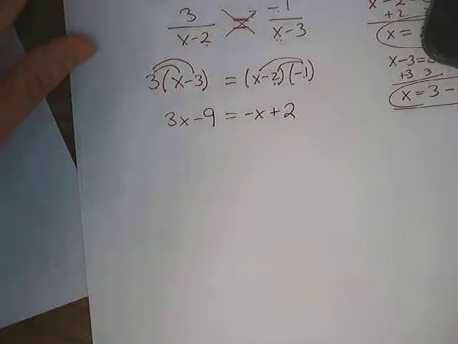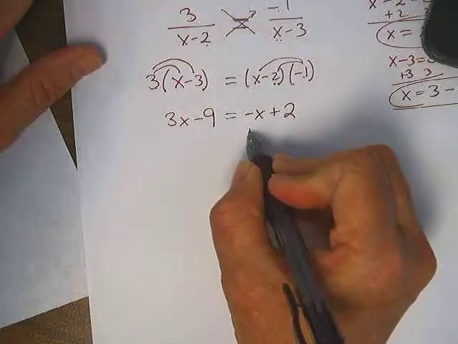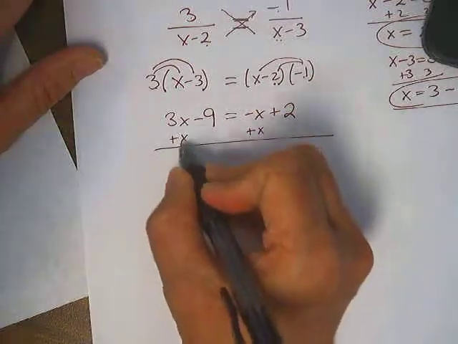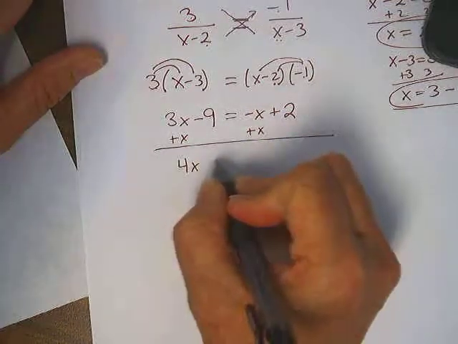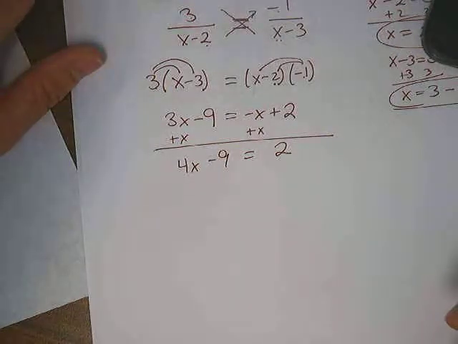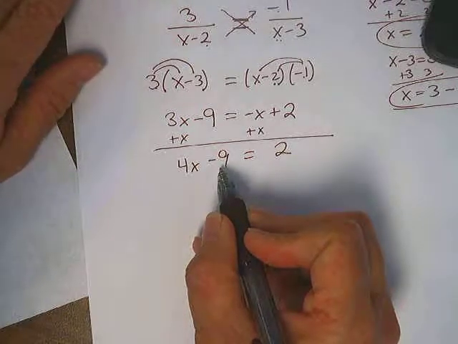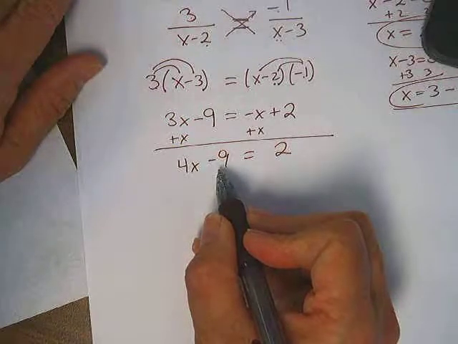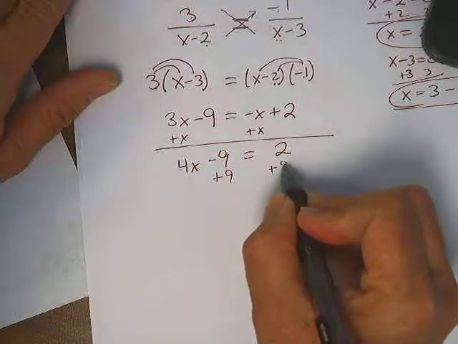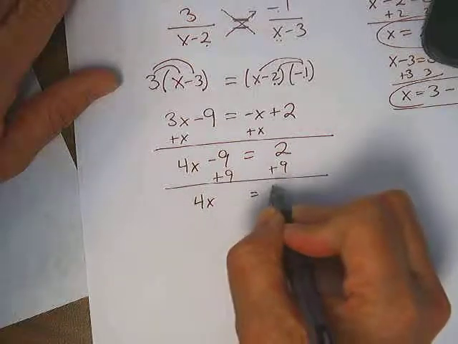How do we solve this? We need to get everything to the same side. So let's add that x to both sides. So 3x plus x gives me 4x minus 9 equals 2. Okay, if I'm going to solve this, I should really go ahead and just move this over to the other side. So I'm going to add 9. Now I have 4x equals 11.